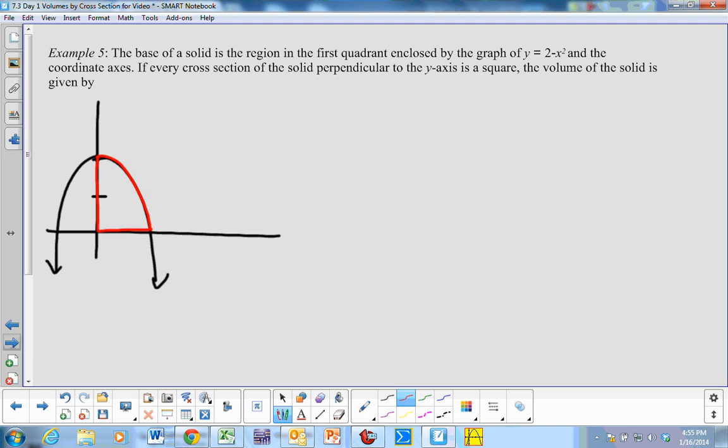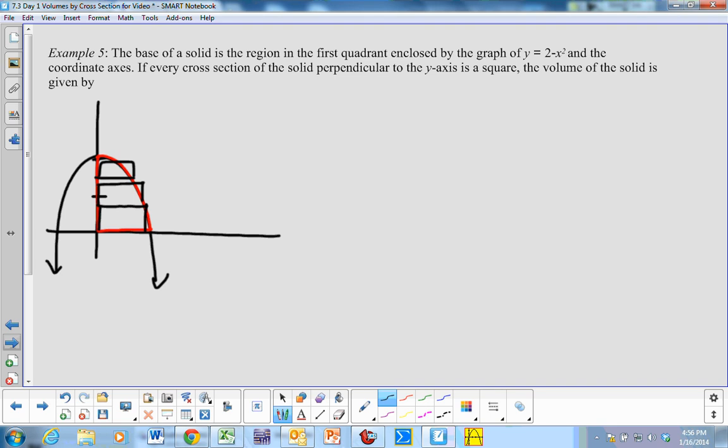And then we have cross sections that are perpendicular, this time to the y-axis. So your cross sections are going to all be going this way. This is what they would come out. And again, they're supposed to be squares, which is kind of hard to draw that way here. But that's what your cross sections are going to look like. You've got to imagine looking down at that.